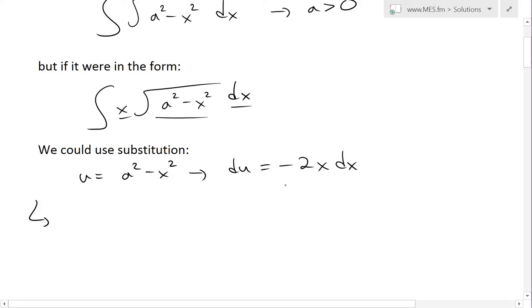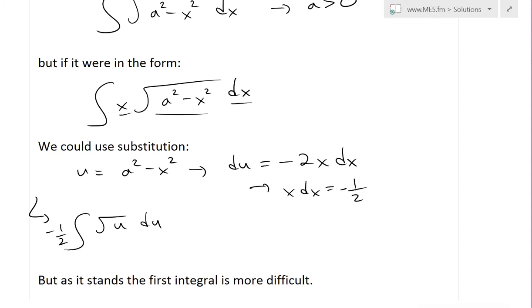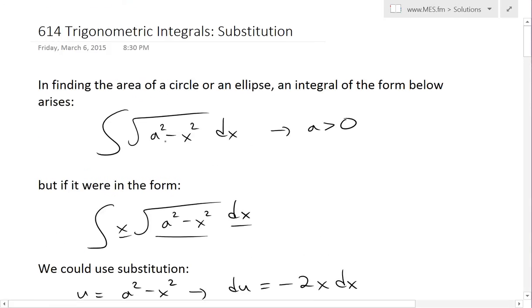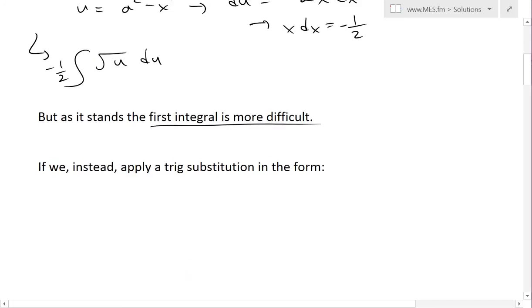So if we plug that in, x dx equals negative 1 over 2 du. Now this whole integral becomes negative 1 over 2 times the square root of u du. So as we have something like this, we can solve this integral. But in the first integral, we still haven't found out how to solve it, and as it stands, the first integral is more difficult. But now we'll try something else.